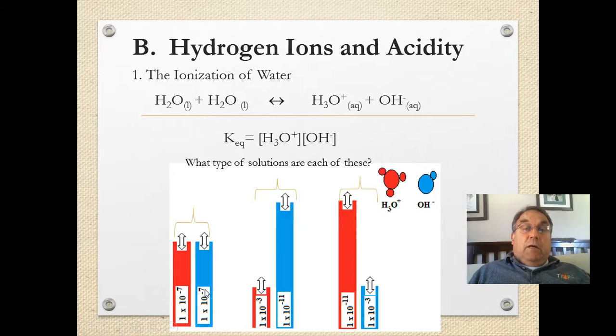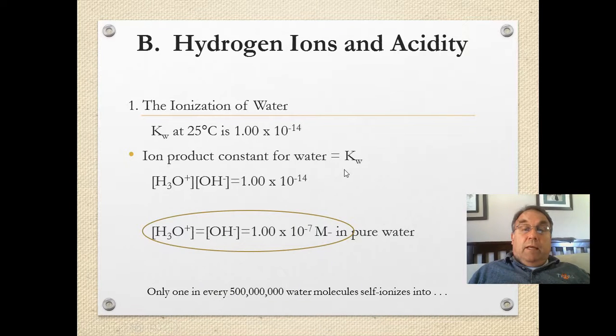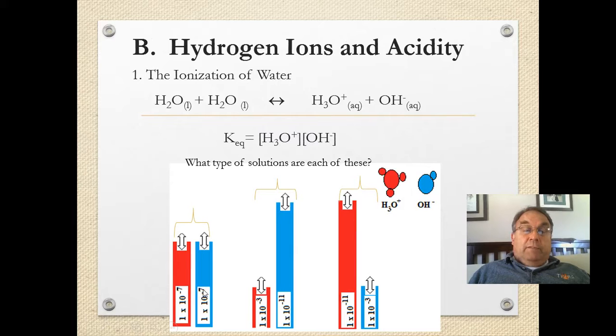So this times this always equals 10 to the negative 14th. So 10 to the negative 7th times 10 to the negative 7th, 10 to the negative 14th. 10 to the negative 3rd times 10 to the negative 11th, 10 to the negative 14th. 10 to the negative 11th times 10 to the negative 3rd, 10 to the negative 14th. Okay, so what type of solution are these two equal? That's a neutral solution. What if the OH is greater than the H? Oh, that's a basic solution. What if the hydronium concentration is greater than the hydroxide concentration? Well, that's an acidic solution.